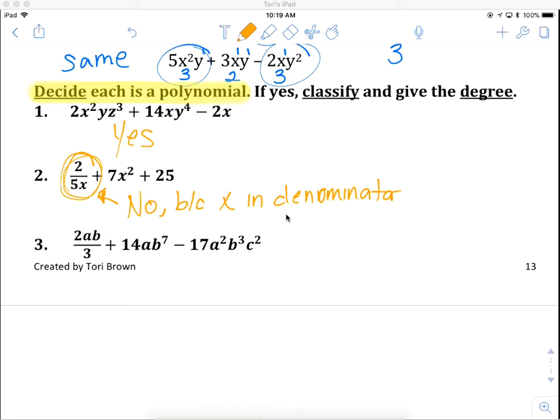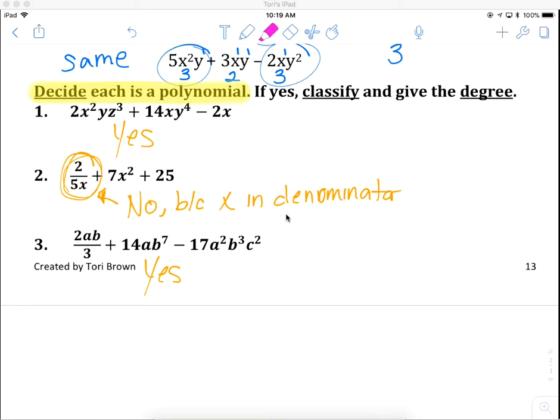We're not going to answer any more questions about number 2 because he's not a polynomial. We can't classify it. We can't give the degree. He's not a polynomial at all, so we're done with number 2. Okay? Problem 3, there is a fraction, but are there any variables in the denominator? No. So this guy is a polynomial. Yes, he is. We've answered the first question. Let's try the second one.